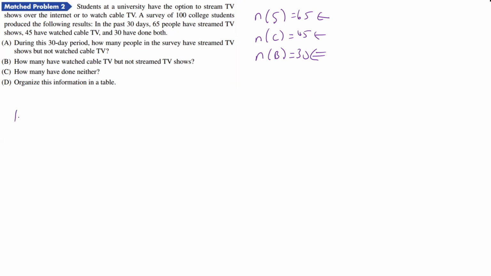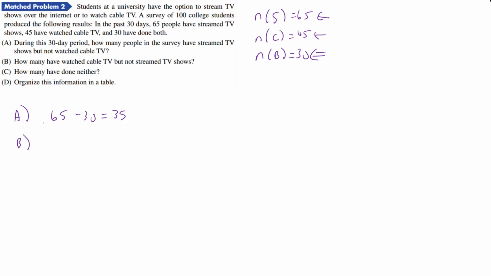So for A, during this 30-day period, how many people in the survey streamed TV but didn't watch cable? All right, well, that's going to be the total number here, 65. Then we subtract off the duplicates, which is 30. That gives us 35 who have streamed TV but not watched cable TV.